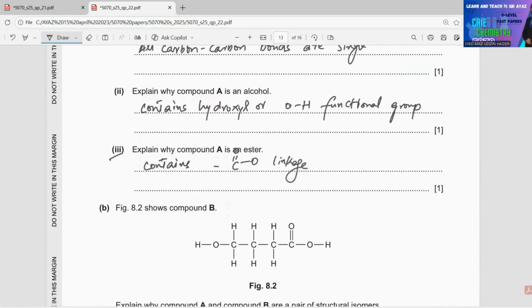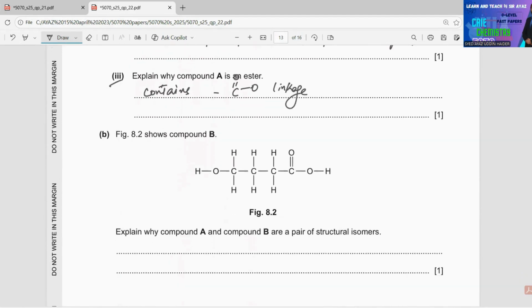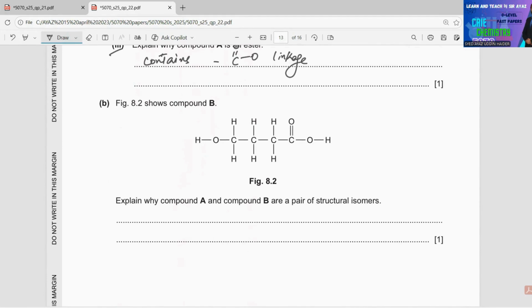B. Figure 8.2 shows compound B. Explain why compound A and compound B are a pair of structural isomers. You know the definition of structural isomer. They have the same molecular formula but different structures or structural formula. So first of all, I'm going to write the definition. Same molecular formula and different structures or structural formula.